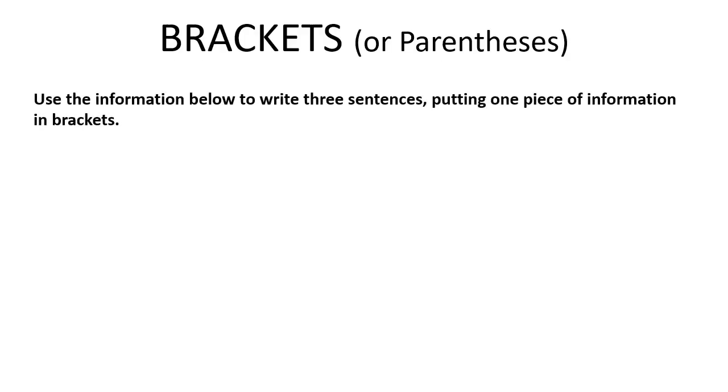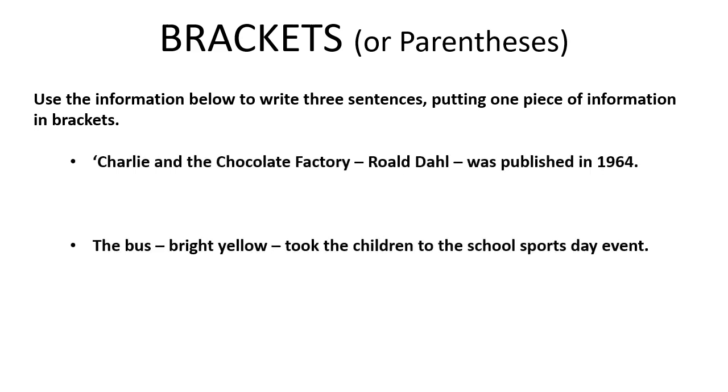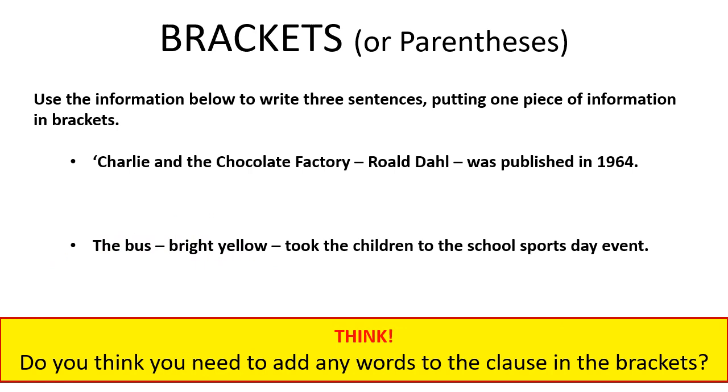Now, let's use the extra information we have here and then write a sentence using brackets, putting one piece of information in brackets. Now we have the first sentence. Charlie and the Chocolate Factory was published in 1964. We want to add this extra information, Roald Dahl, the writer. What we have to do, though, is to think. We cannot just write Charlie and the Chocolate Factory, open brackets, Roald Dahl, close brackets, was published in 1964. Because people will say, what's a Roald Dahl? If they've never heard of him.